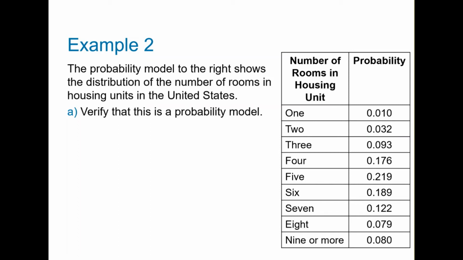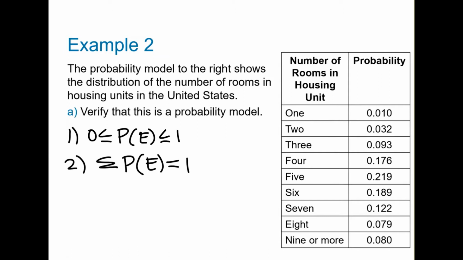The probability model to the right shows the distribution of the number of rooms and housing units in the United States. Part A, verify that this is a probability model. Remember that in order to be a probability model, we have two rules that need to be satisfied. The first rule is that all of the probabilities must be between 0 and 1. The second rule is that all of the probabilities must add up to 1.